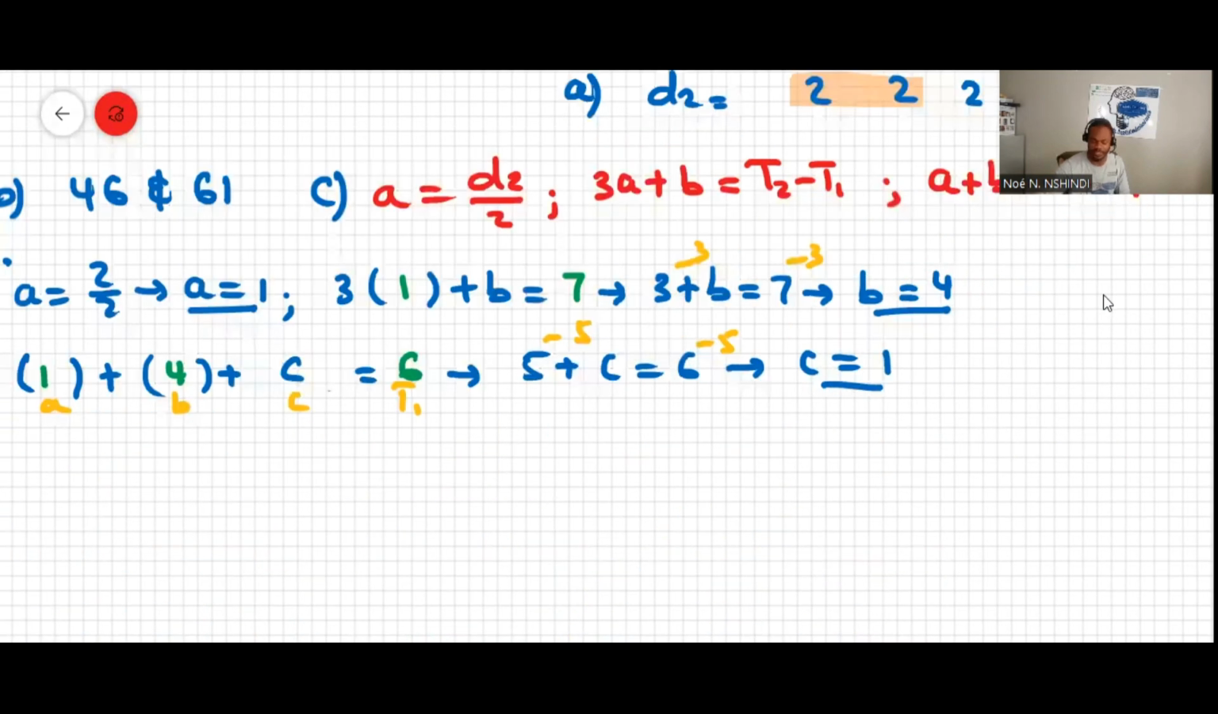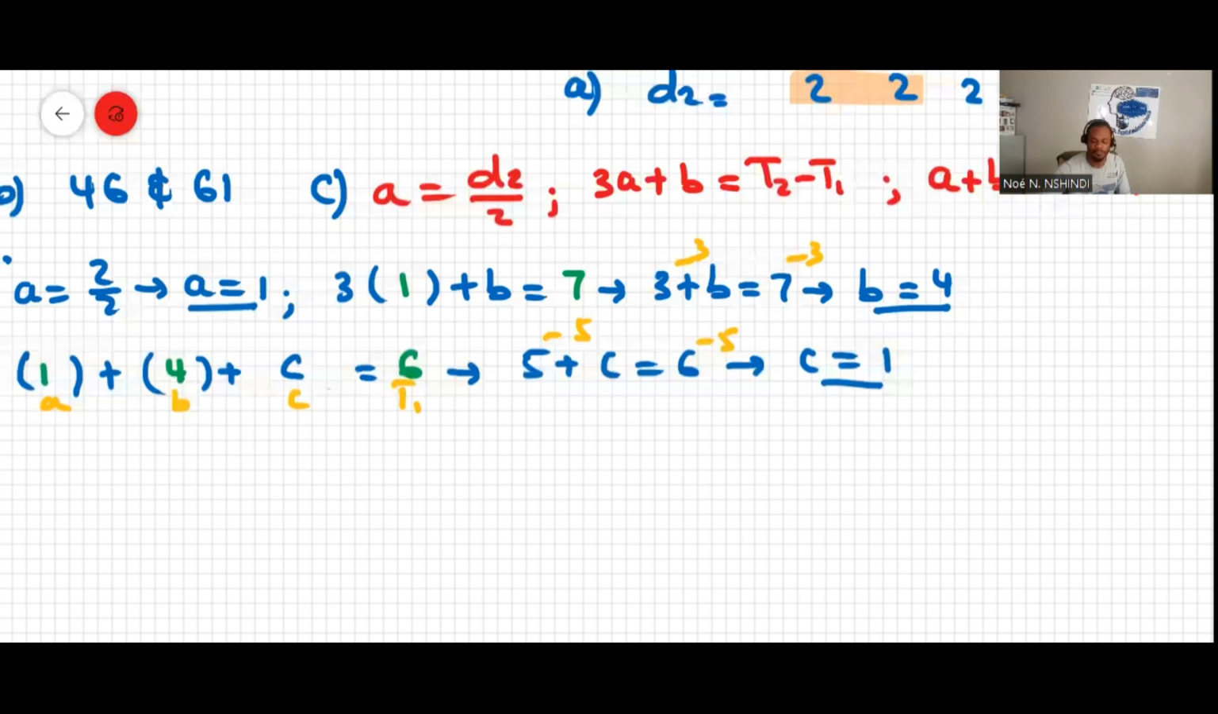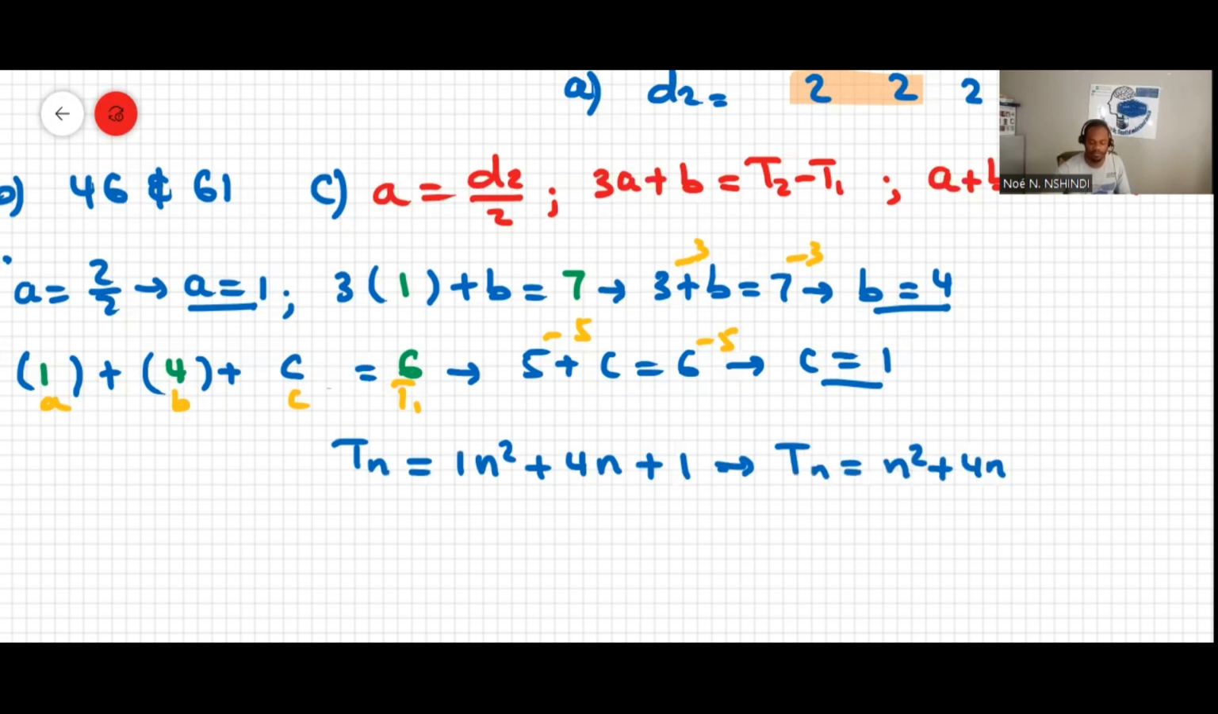So we can write it as Tn will be equal to A, which is 1, so 1n squared plus B, which is 4, so 4n plus 1c. Or basically just Tn equal to n squared plus 4n plus 1. Okay, that's Tn.